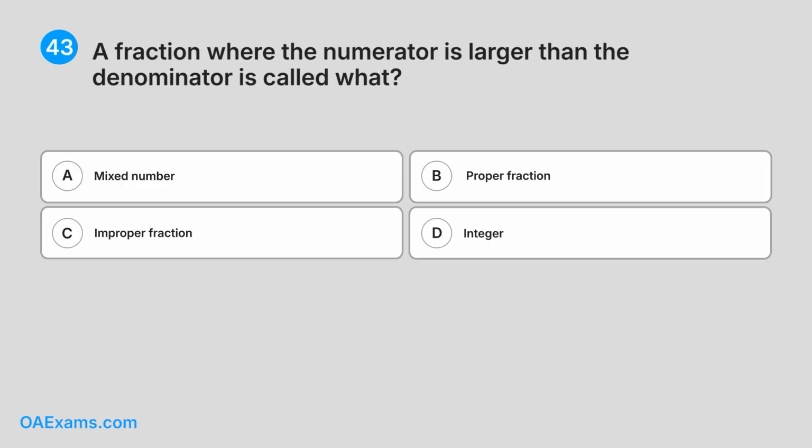43. A fraction where the numerator is larger than the denominator is called what? A. Mixed number. B. Proper fraction. C. Improper fraction. D. Integer. Do you know the answer?